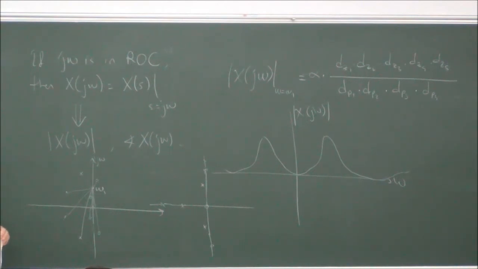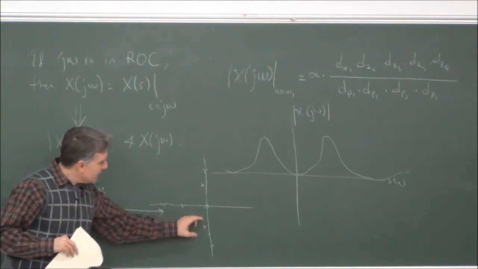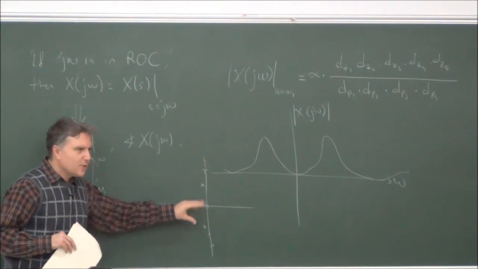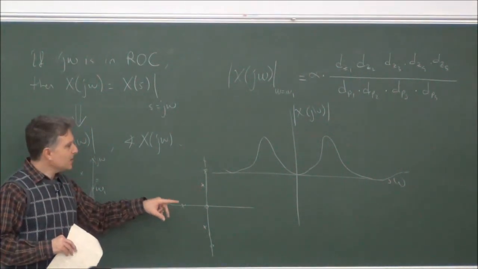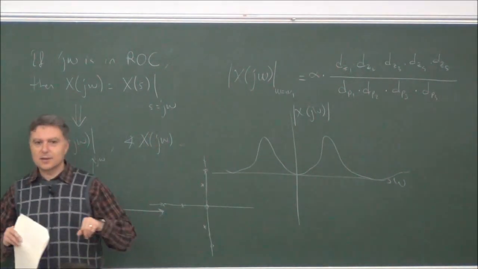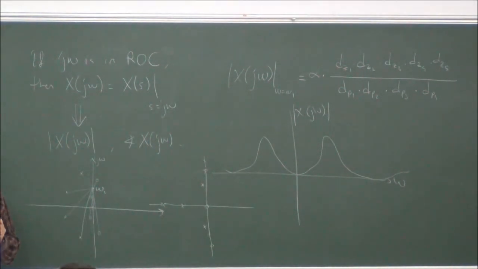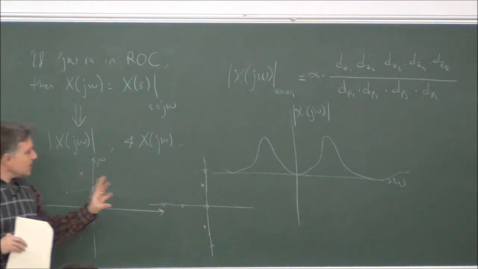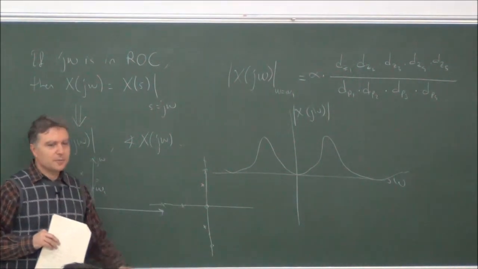Okay. Can you relocate these poles and zeros differently in such a way that you can have a low pass filter, you can have a high pass filter? How can you do that? How can you design them? That is just by putting poles and zeros.